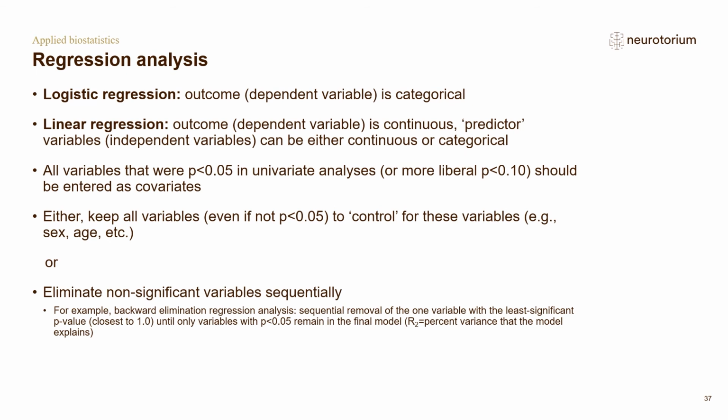Tricky is that you should only enter variables that are not highly correlated with each other, because they can otherwise cancel each other out. So if things are very much on the same dimension, you should only pick the one that had, in the univariable analysis, the best significance level.